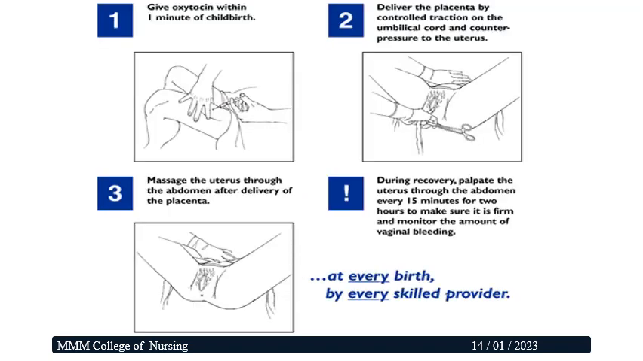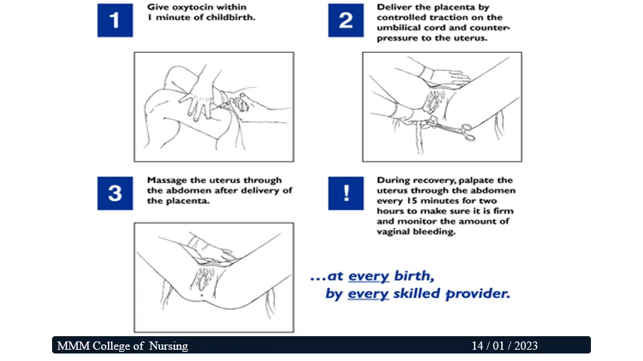The same is explained here in the picture. Picture 1: give oxytocin within 1 minute of childbirth. Number 2: deliver the placenta by controlled cord traction on the umbilical cord and counter pressure to the uterus. So one hand should hold the cord and give gentle traction for the placenta to deliver, and the other hand should simultaneously be massaging the fundus of the uterus. Massage the uterus through the abdomen.